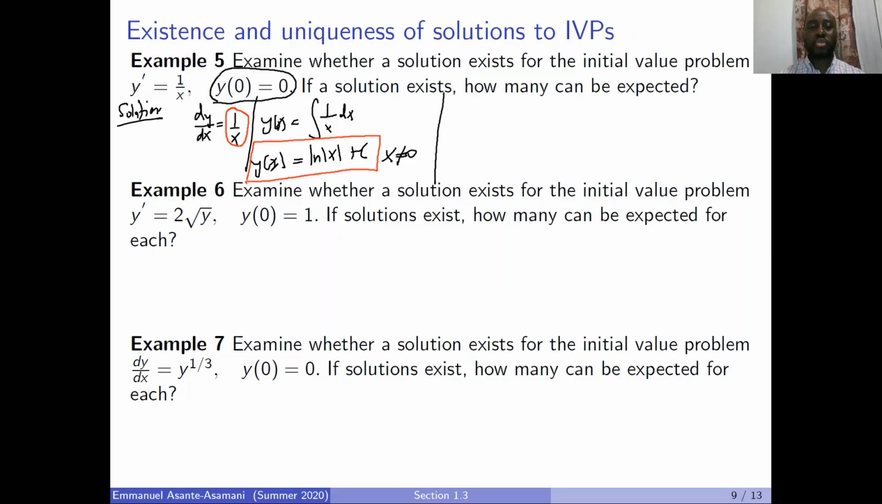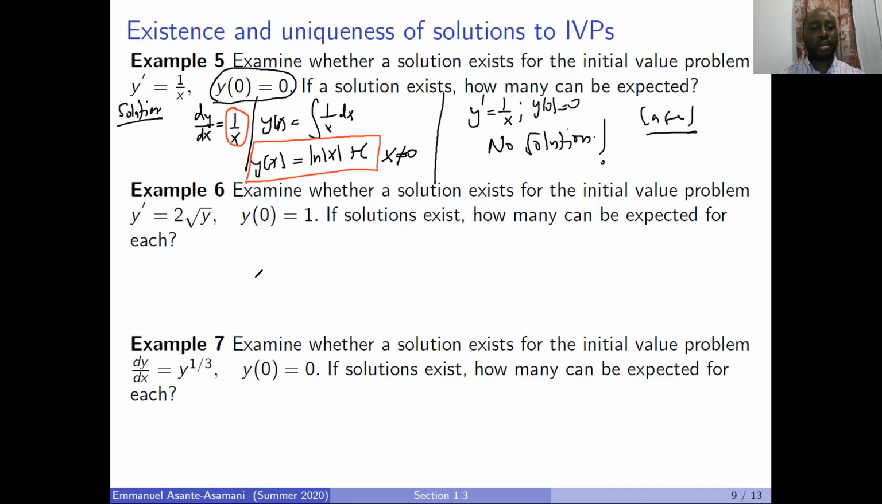Now clearly our general solution does not allow for x to be 0, so we could not possibly pick a particular solution that would have a value of 0 when x is 0, right? And so because of this, the initial value problem, y prime equals 1 over x, where y of 0 is 0, has no solution. Okay, so let's call this case 1.